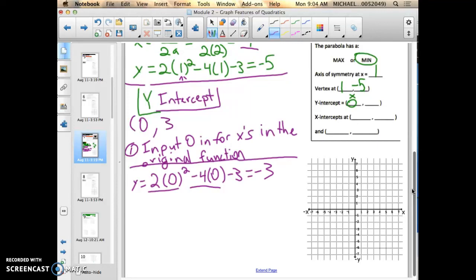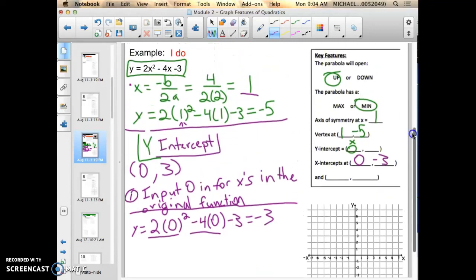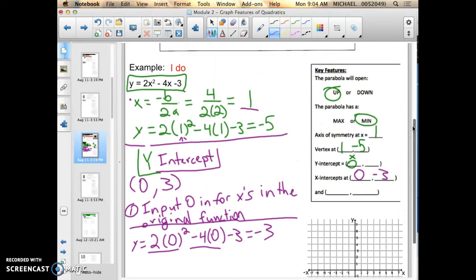So my y-intercept hits at (0, -3). And if you notice, way back at the beginning we talked about this: this is A, this is B, this is C. The y-intercept will always be your C value. In this case, my C value is negative 3.